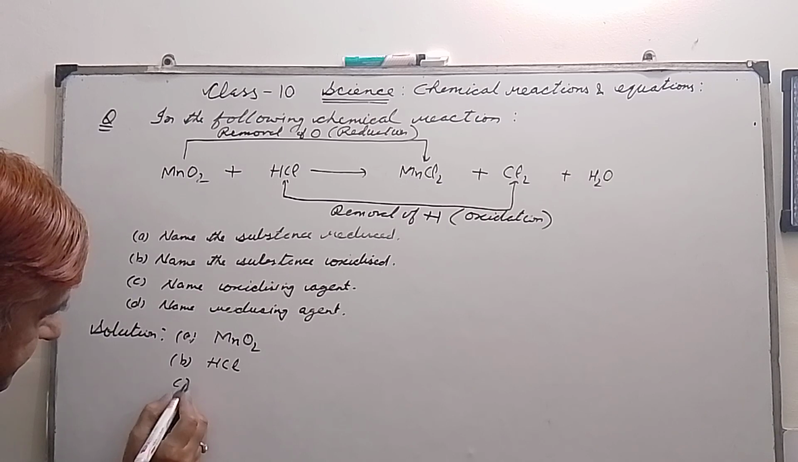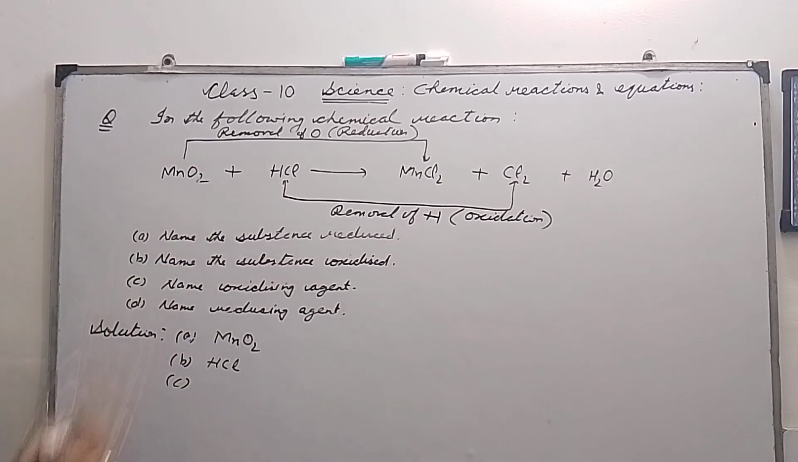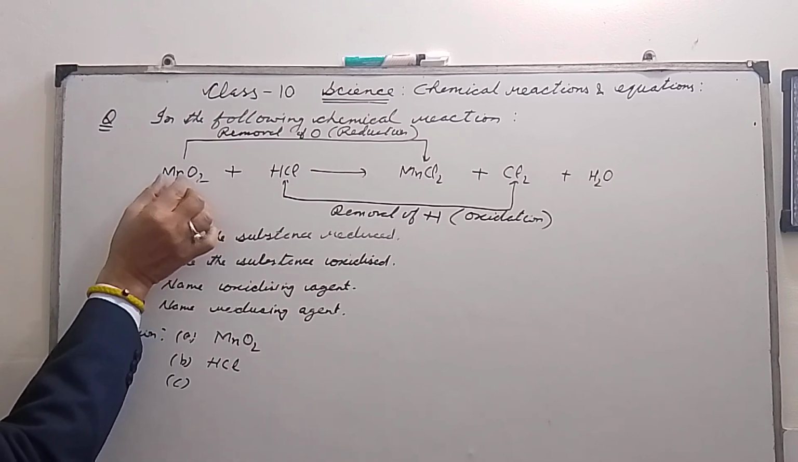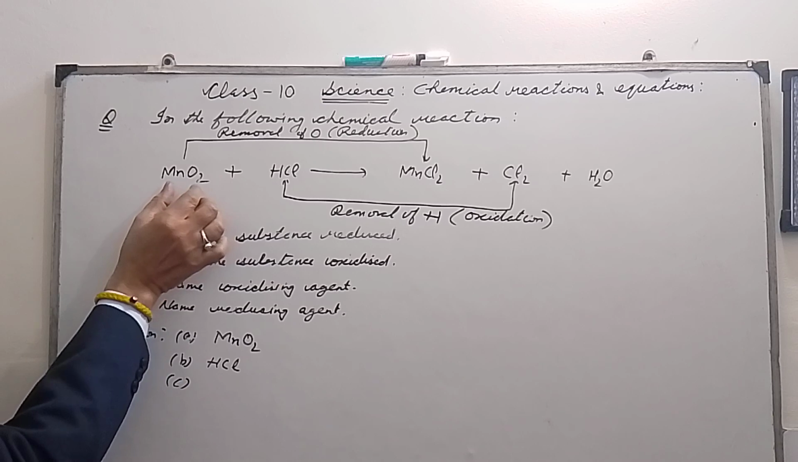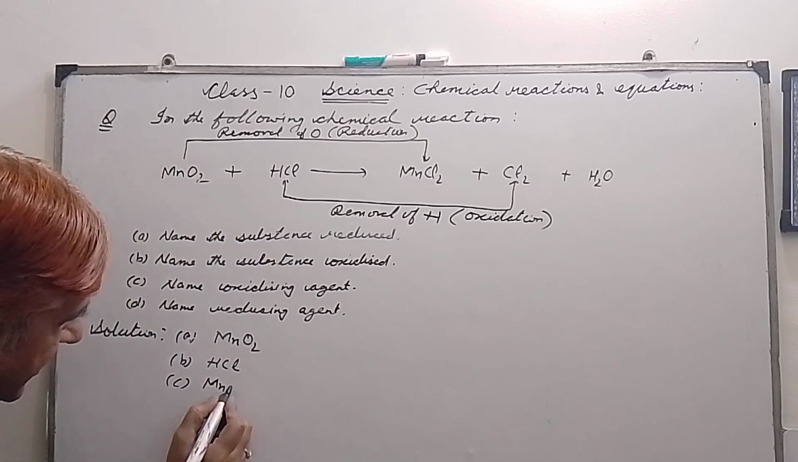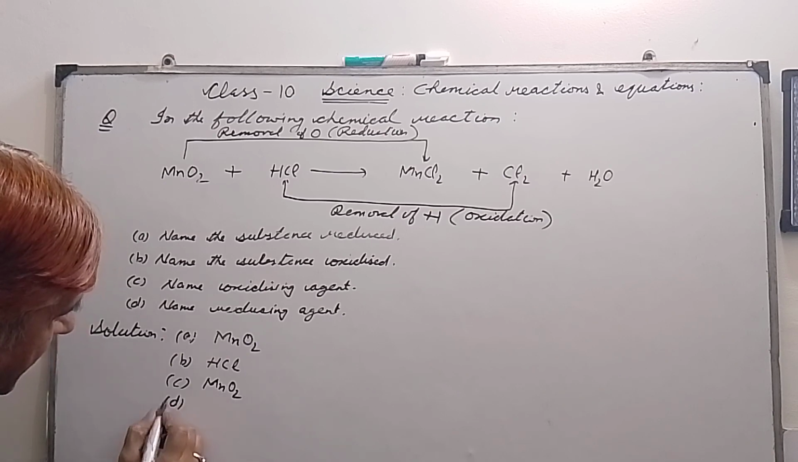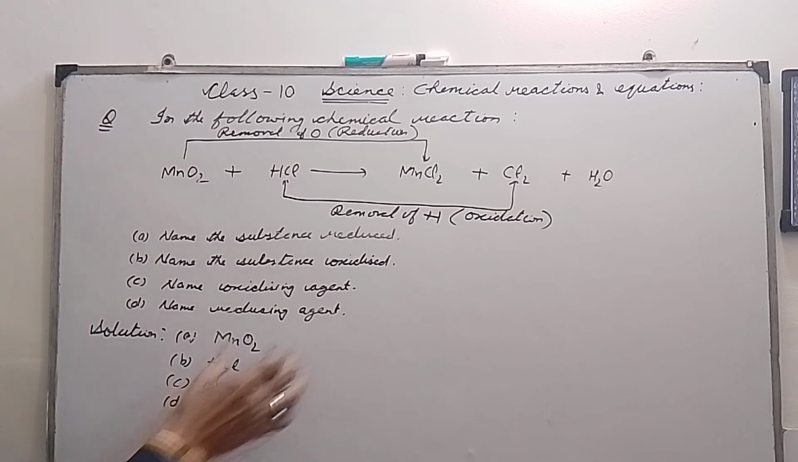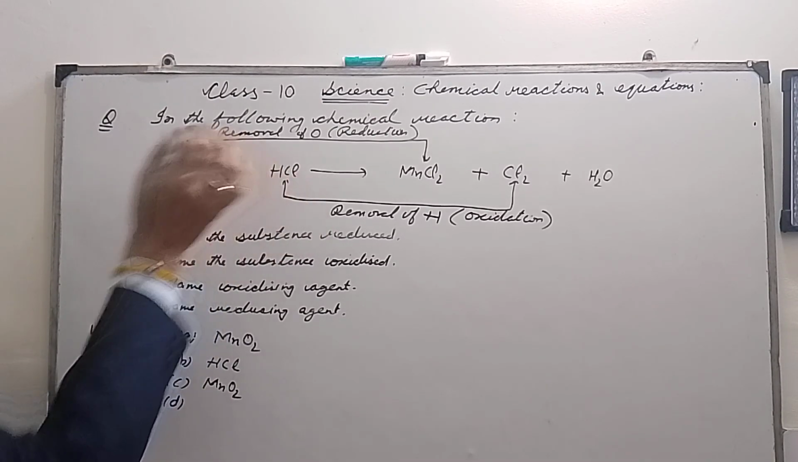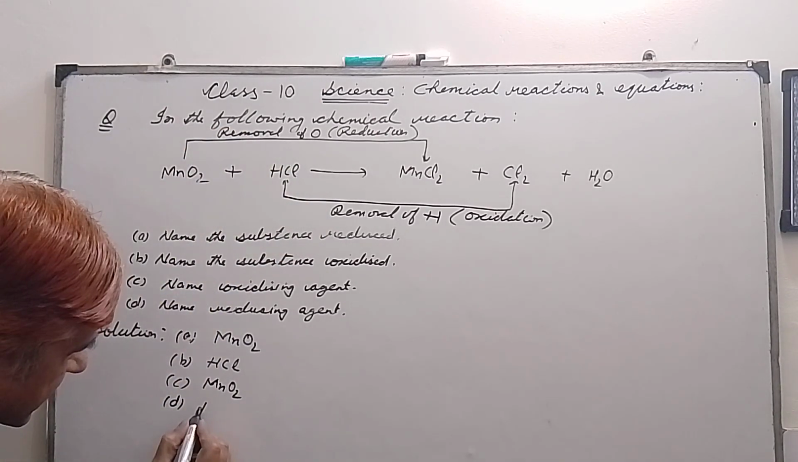And what is C? Name the oxidizing agent. Now you have to see where the oxygen is. In manganese dioxide, oxygen is there. So this is the oxidizing agent. So the oxidizing agent is manganese dioxide. And the reducing agent is that substance which gives hydrogen. So this will give hydrogen. So obviously this is HCl.